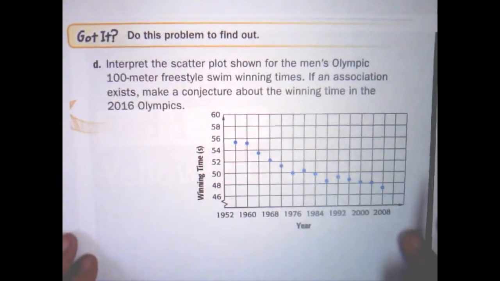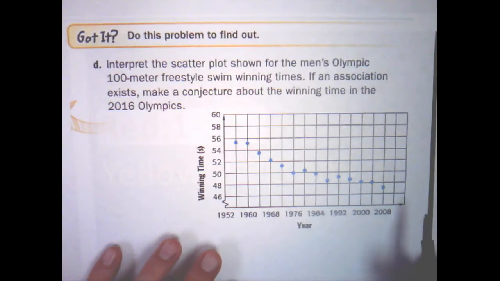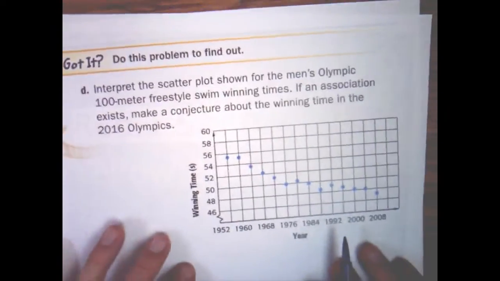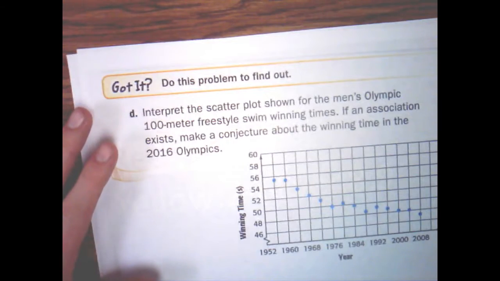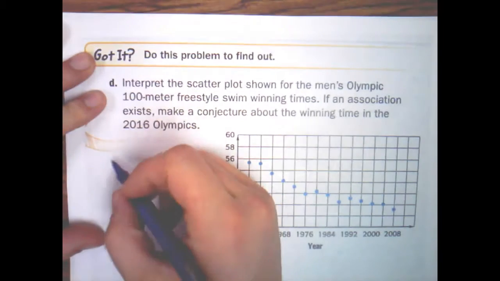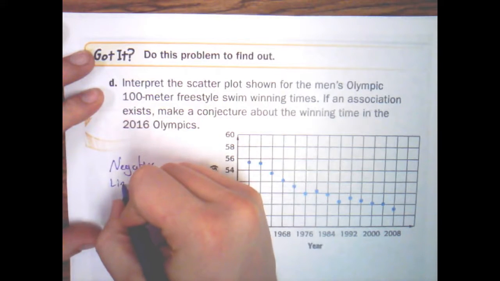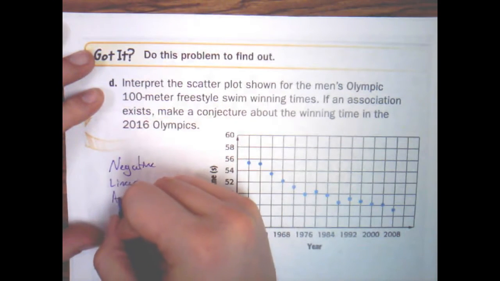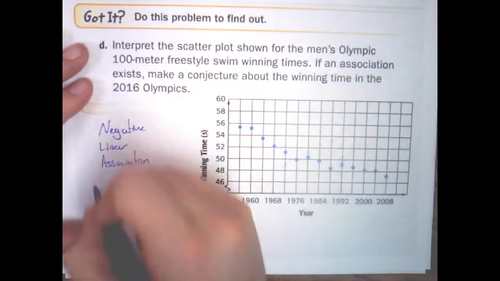Okay, we should be back from trying D on our own. It says interpret the scatter plot from the men's Olympic 100-meter freestyle swim winning times. If an association exists, make a conjecture about winning time in the 2016 Olympics. So again here, to me this is a pretty linear association, and it's obviously negative because it's going down. So this would be a negative linear association, no clusters, no outliers.